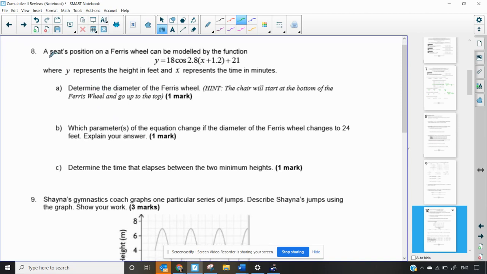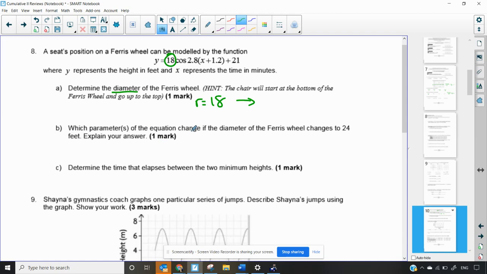All right, so when we take out this equation here, it says a seat's position on a Ferris wheel can be modeled by the following function. And then we're asked first to determine the diameter of the Ferris wheel. Well, if you remember, A is for amplitude, which is also for radius. So if our radius equals 18, then we can use that to find our diameter.